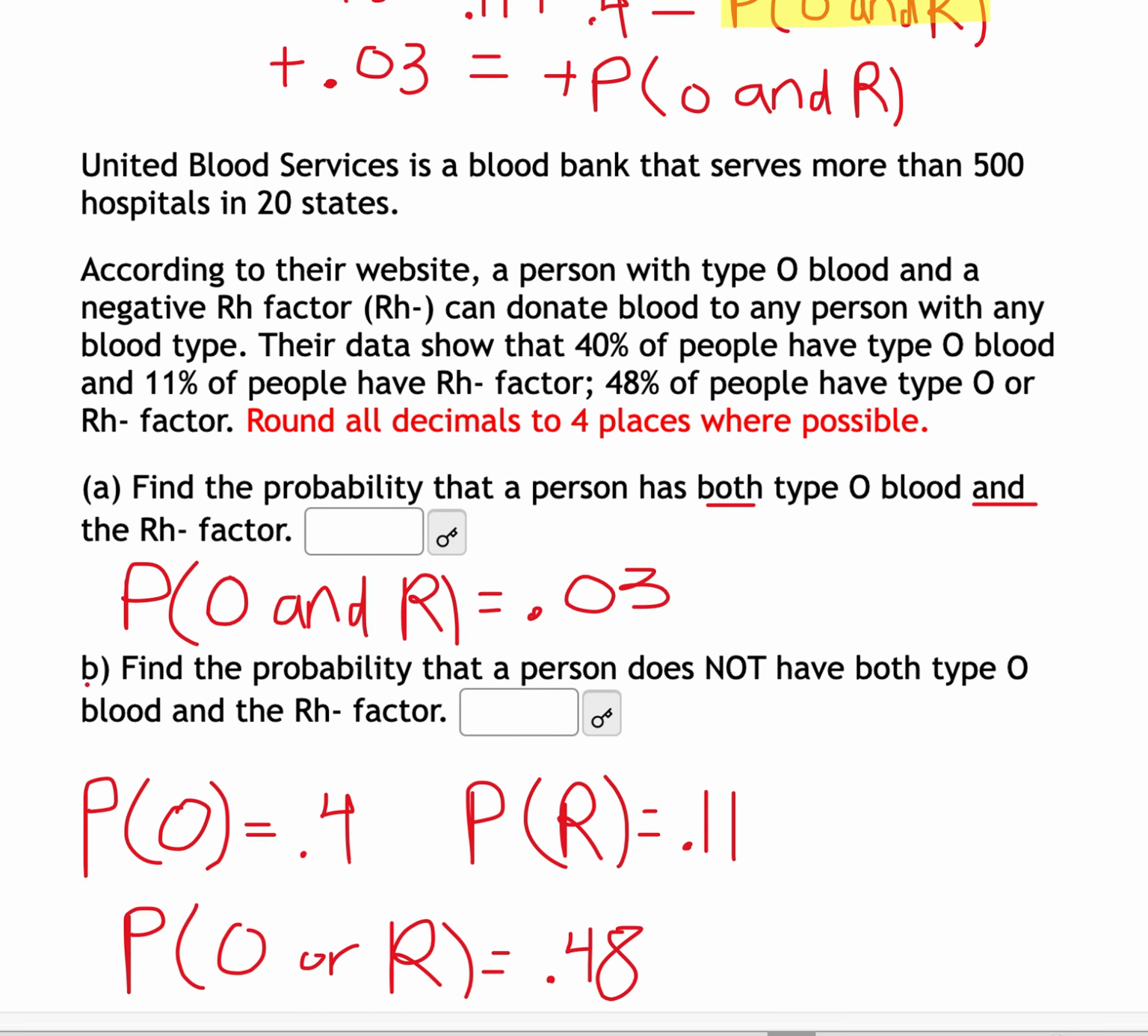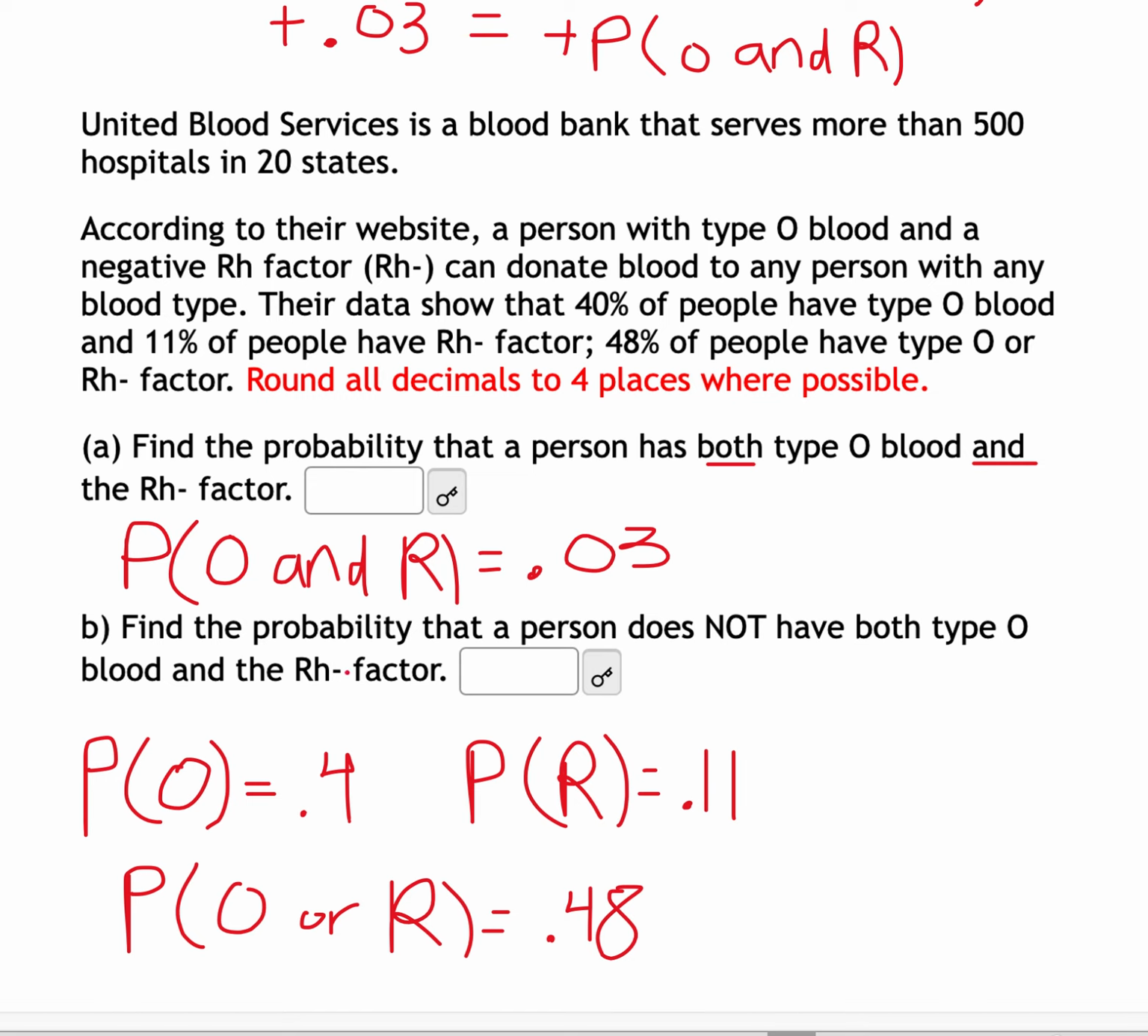Now, for part B, it says find the probability that a person does not have both type O blood and the Rh negative factor. So what that's asking is the complement of this. We want to find everybody that doesn't have this O and R. So if I find the complement of 0.03, that's going to be 0.97.